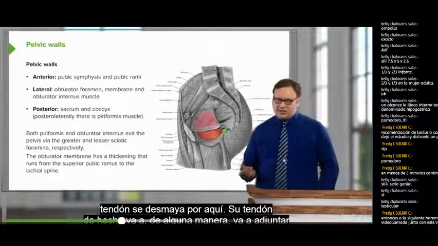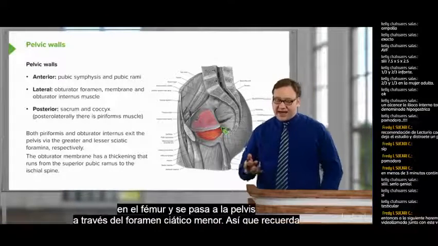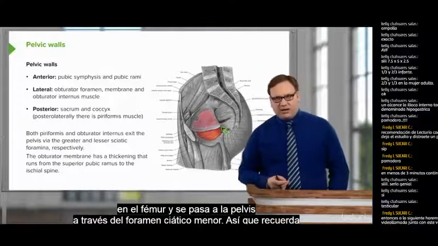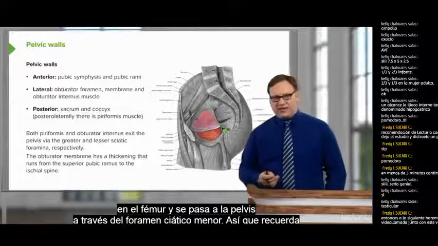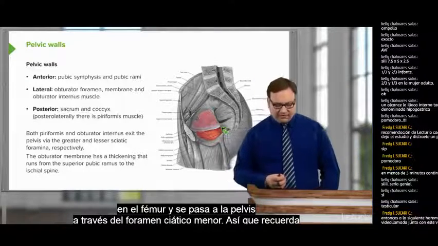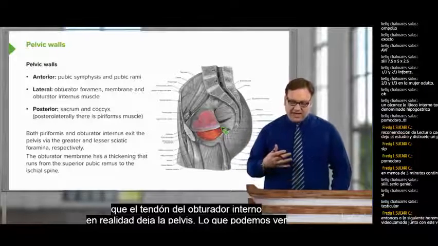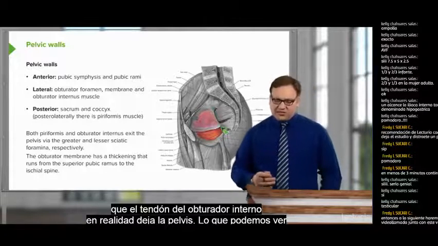Its tendon actually goes to attach onto the femur, and it passes out of the pelvis via the lesser sciatic foramen. So remember that the tendon of obturator internus actually leaves the pelvis.